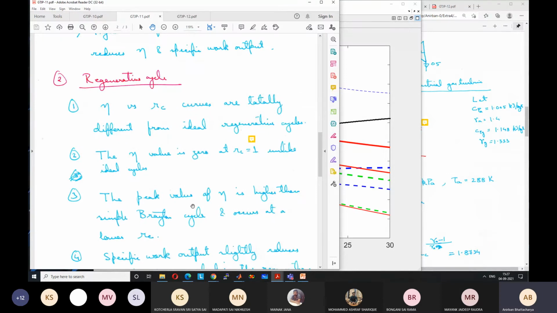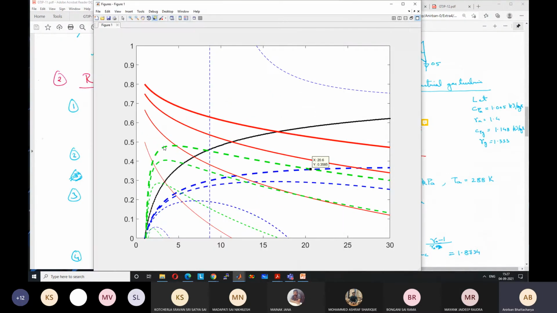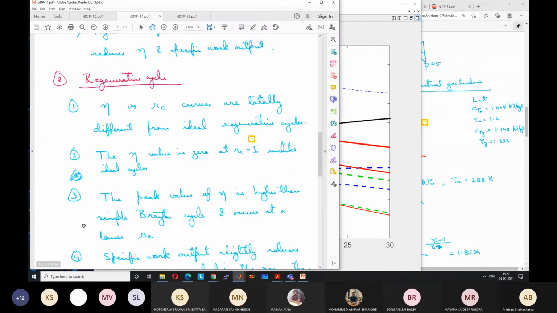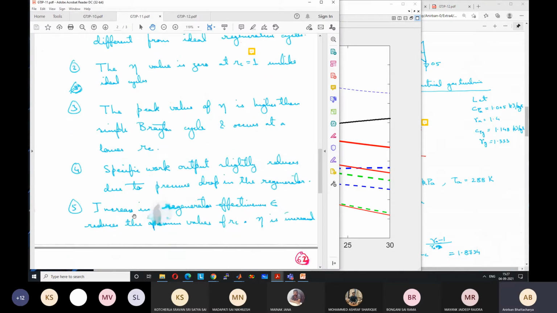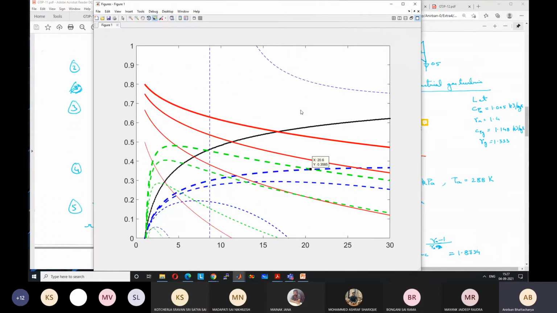And the peak value is higher than that of the simple Brayton cycle. That also we've seen, the peak value is higher, right? Work output we will see now. Okay, so efficiency related, any question is there?